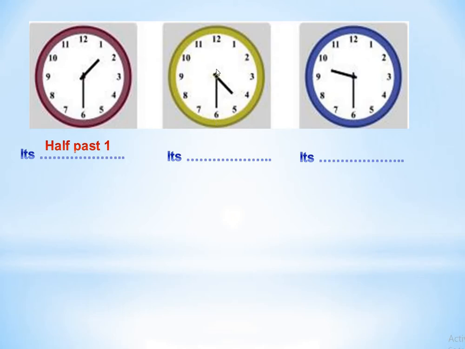The second exercise, we see first the longhand. The longhand stands on number what? Number 6. So it's called quarter or half? Yes, it's half. Half past. Half past what? The shorthand tell me. Half past 4 or 5? Yes, 4. It's half past 4.